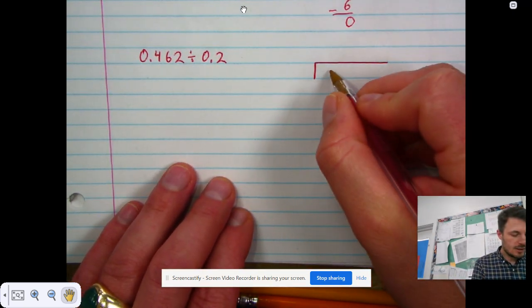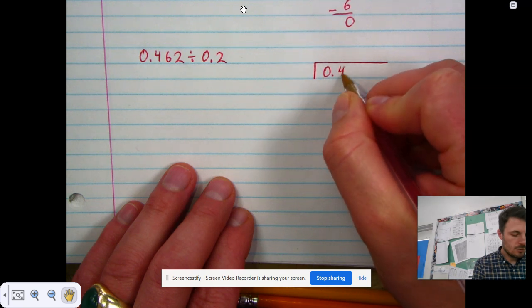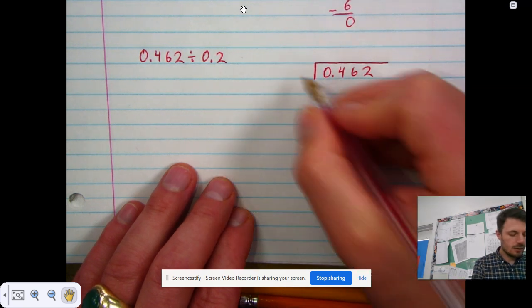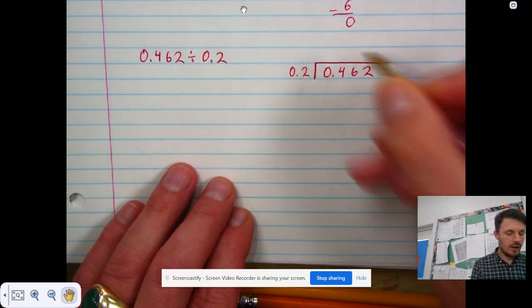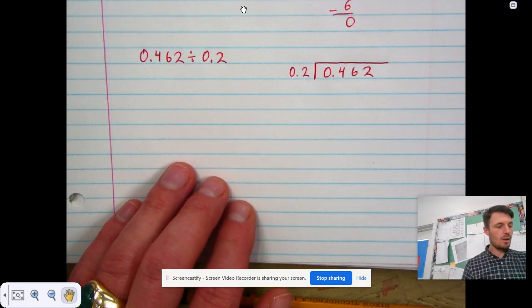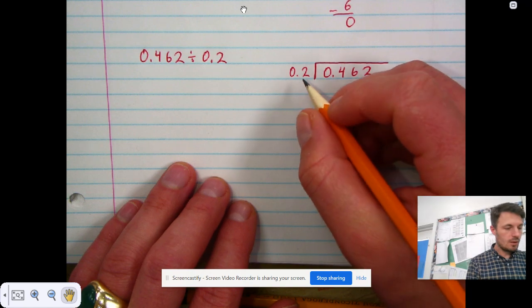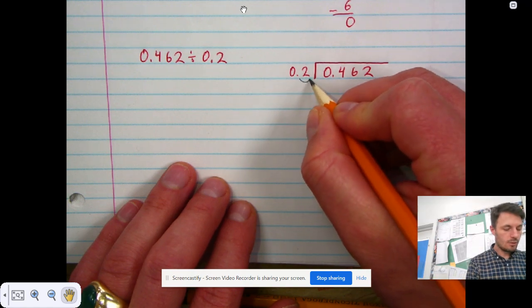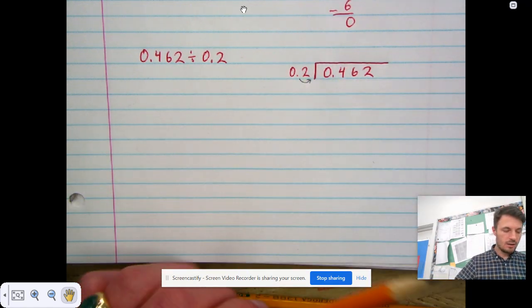462 thousandths is the dividend, so it goes in the house. 2/10 is the divisor, so it goes outside the house. Step 1, hop the decimal in the divisor. He hops all the way over to the right.